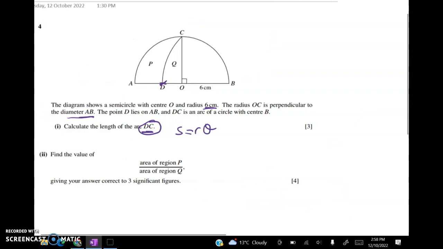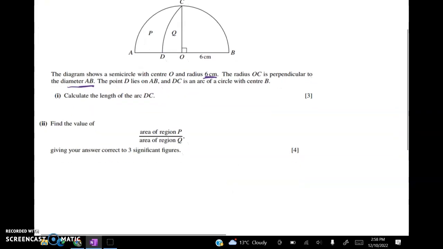Well, we have to find the value of the area of region P divided by the area of region Q. So I just found the area of those two regions separately and then divided one by the other. So the area of region P is going to be area P is equal to the area of the quarter circle minus the area of Q.